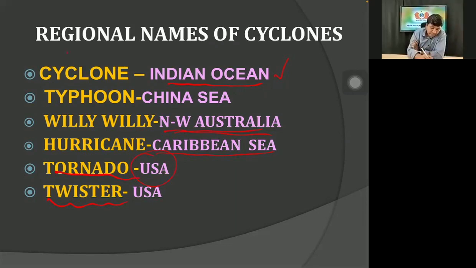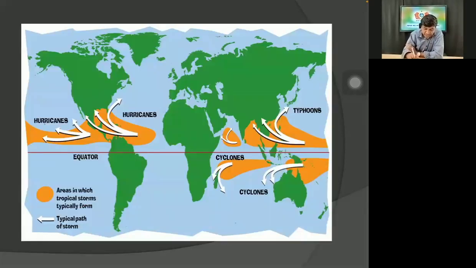So what kind of cyclone? Again, tropical cyclone. It is known as a tropical cyclone because India is located near the tropical region, or in the tropical region. So that is a very, very important point. So next point. These are the different names of cyclone.